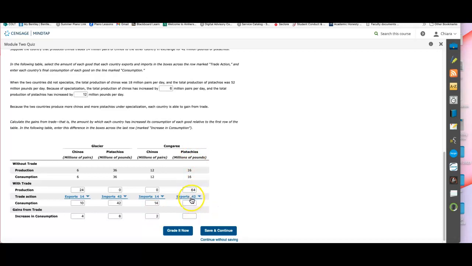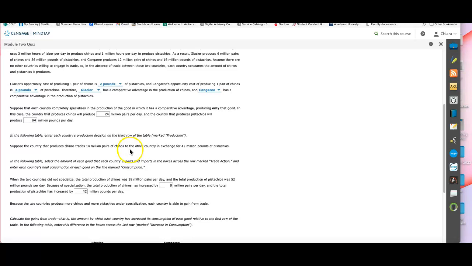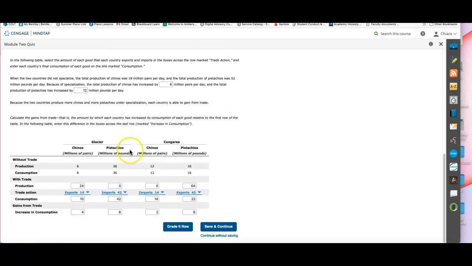So if we export 42 minus the 64 it was producing, we're going to have what? 22 left to consume. The 22 that it's consuming minus the 16 without trade is going to be 6. So it's gaining 6 million pounds of pistachio to consume thanks to trade. Let's make sure we answered all the parts of the question, and then we can grade it.